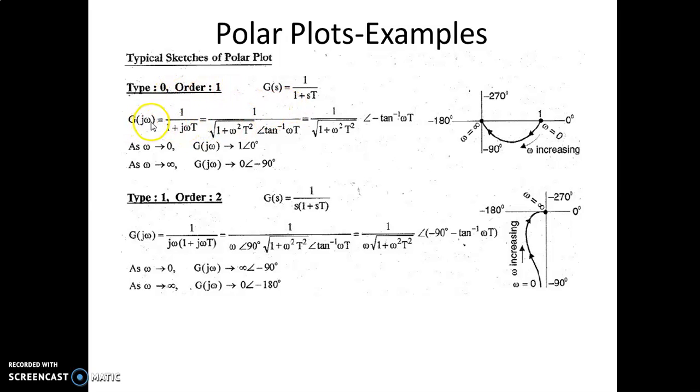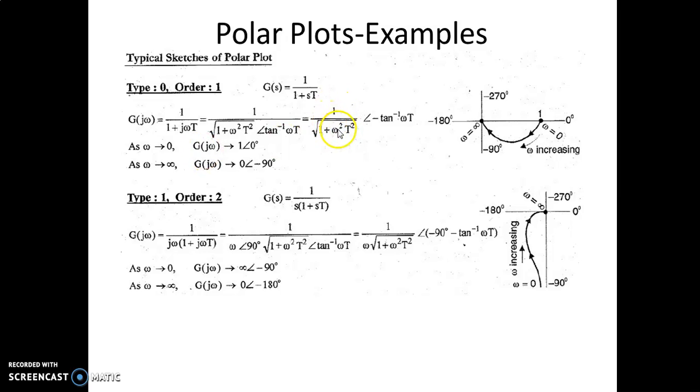So substitute s equal to j omega in this, and we will get 1 over 1 plus j omega T, and it has a magnitude and an angle, that is the phase. So 1 over square root of 1 plus omega square T square is the magnitude, and this is the phase. Frequency is varying from 0 to infinity. You take two values, so directly we can draw the plot. No need to go for the imaginary axis crossing or real axis crossing. Directly take omega equal to 0 and omega equal to infinity.